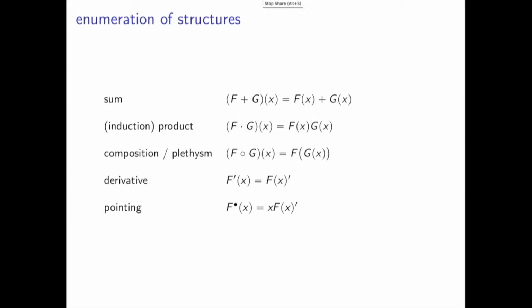Actually most of the operations we define on species work in the natural way also on the enumeration side. So plus of species, and then taking the exponential generating function, is just plus on the generating function side. The same goes for times, the same goes for composition, the same goes for derivative, pointing, and so on. So this is very nice.